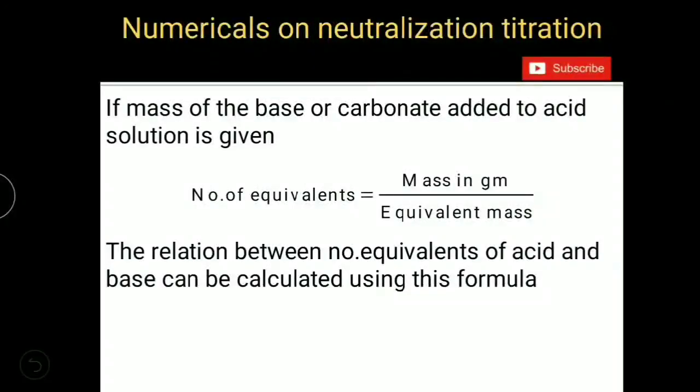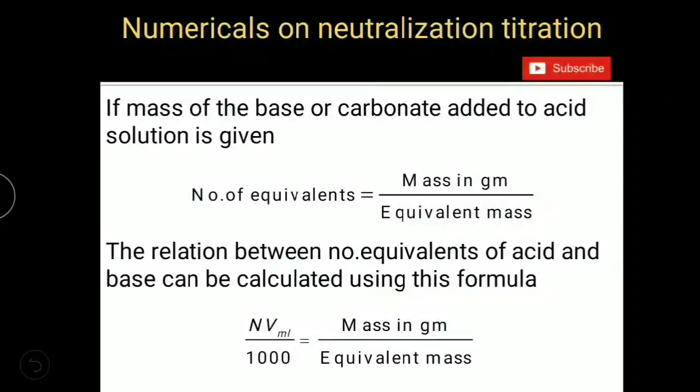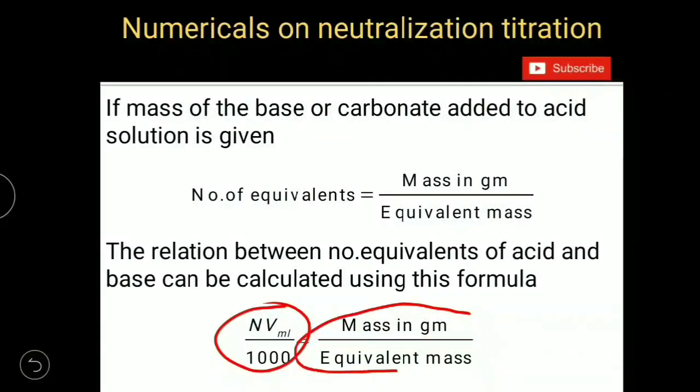Then the relation between the number of equivalents of acid and the number of equivalents of base will be like this. Normality into volume in milliliters by 1000 will give you the number of equivalents of a solution, which is equal to mass in grams divided by equivalent mass. This will give you the number of gram equivalents of a substance whose mass is given.